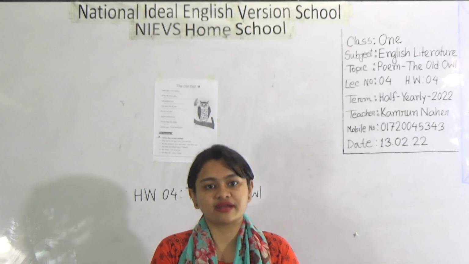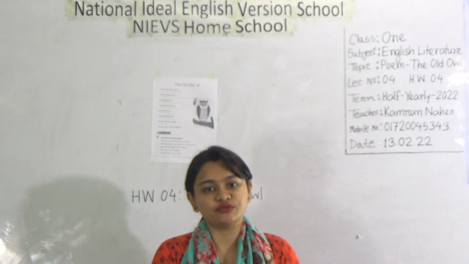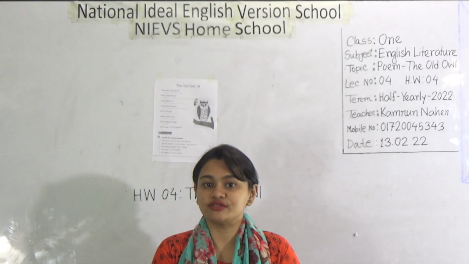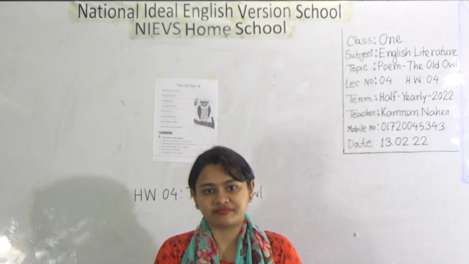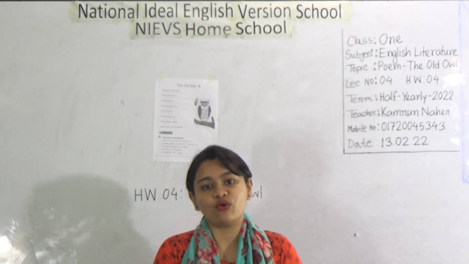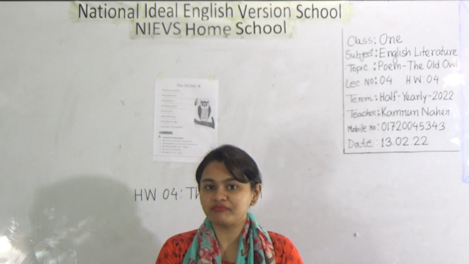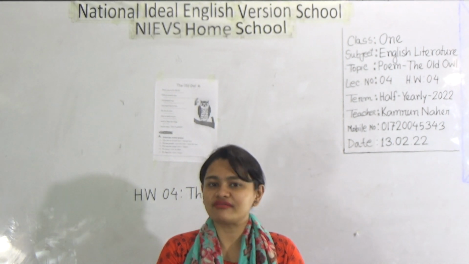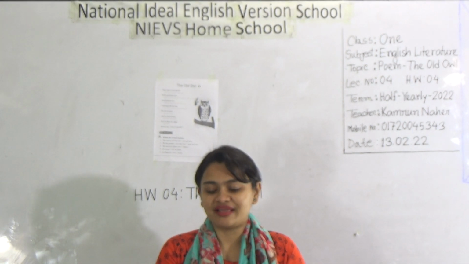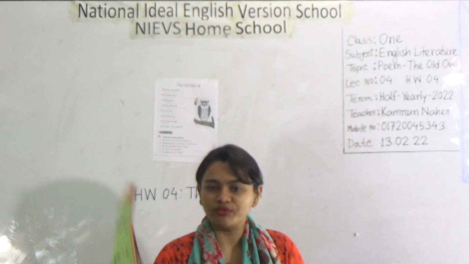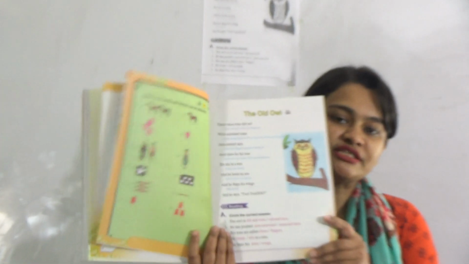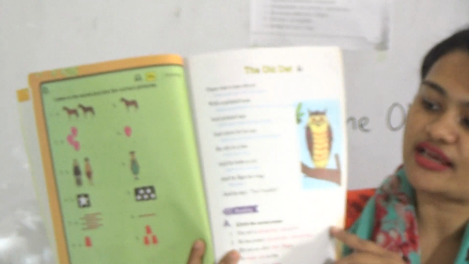My dear students of class 1, today I am going to take your English literature class. Today's topic is a poem, and the name of this poem is The Old Owl. Have you ever seen an owl? Now look at your book, page number 13. There is a picture of an owl. So this is the picture of an owl.